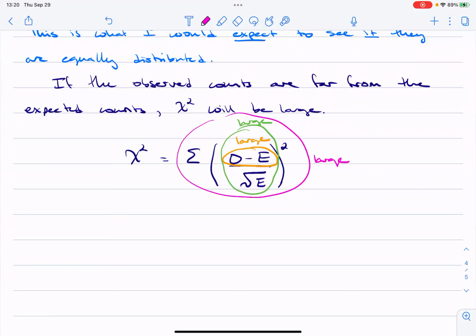Same thing, if the observed minus the expected is small, then it's close to the expectation, and you're expecting a very small chi-squared value, close to 1.